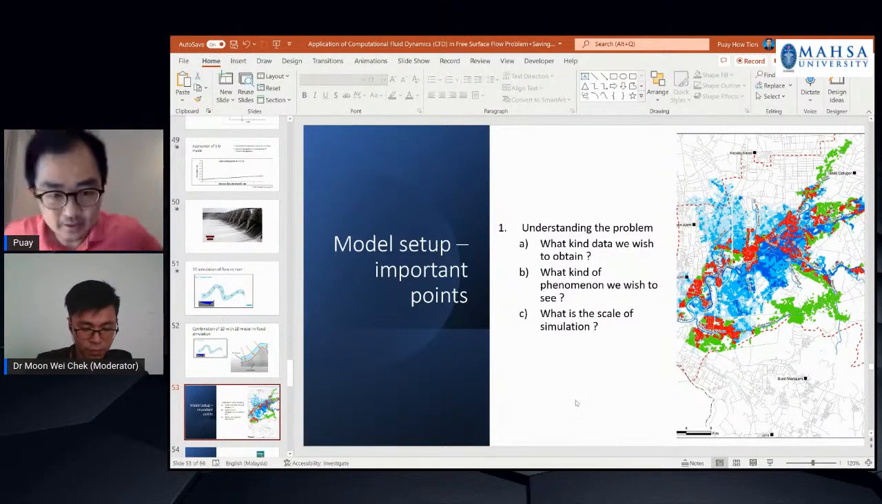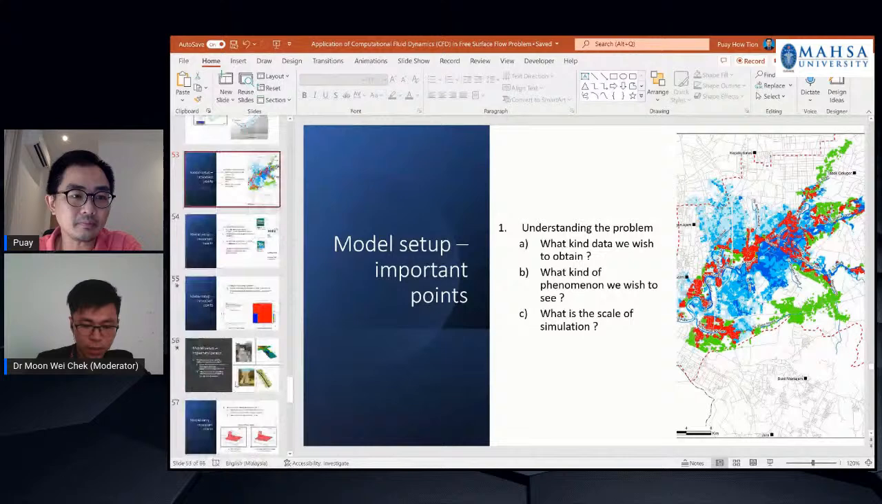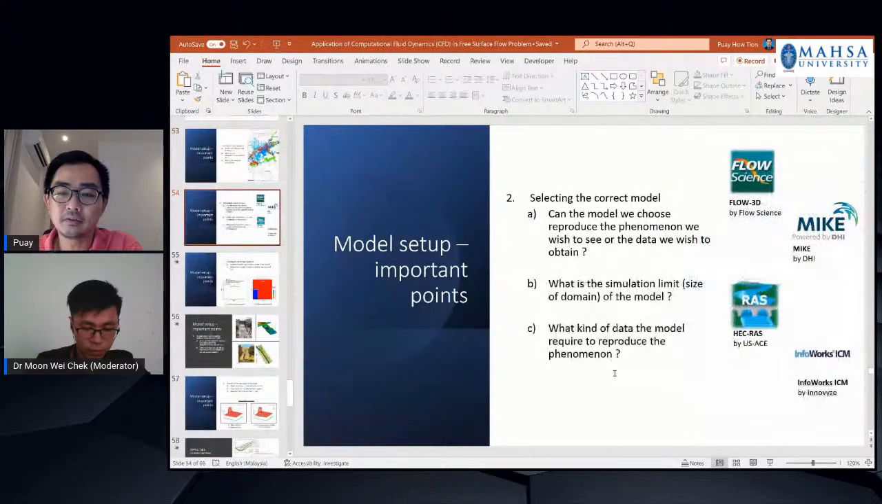So the last part is the important points in setting up a model. Before we set up a model, we have to understand the problem that we are dealing with, what kind of data we wish to obtain from the model, what kind of phenomena we wish to see from the problem, and what is the scale of simulation. And then from there, we choose the correct model. First of all, we need to understand what the model can do.